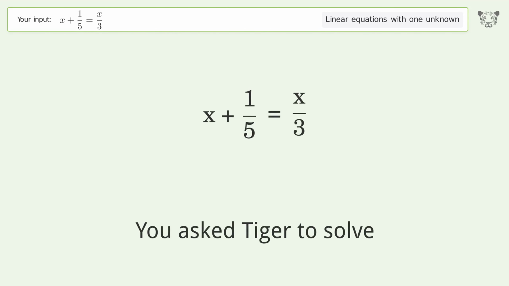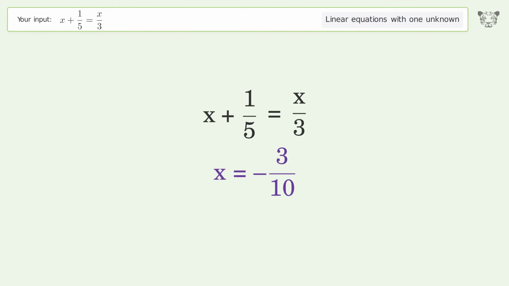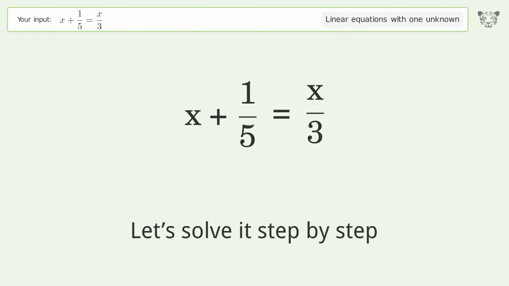You ask Tiger to solve this, which deals with linear equations with one unknown. The final result is x equals -3/10. Let's solve it step by step.